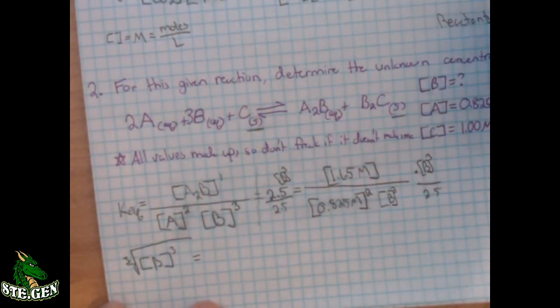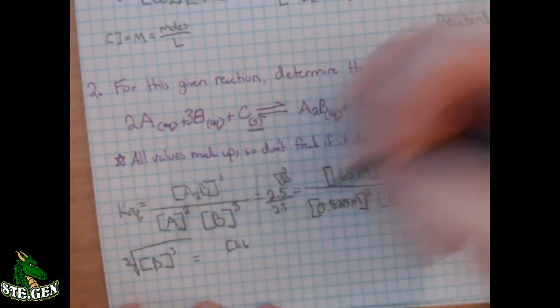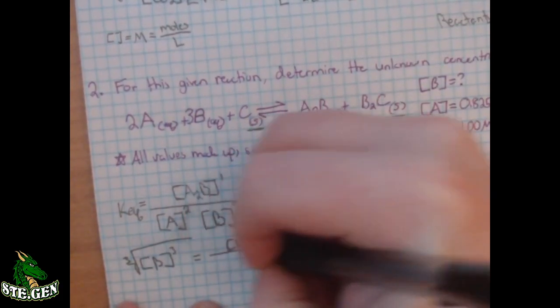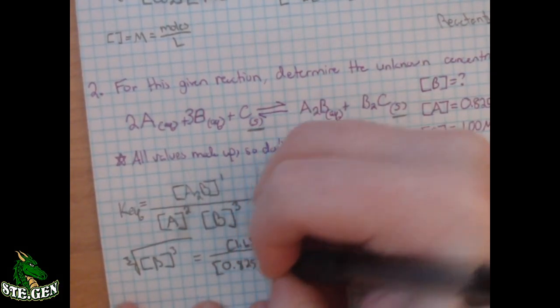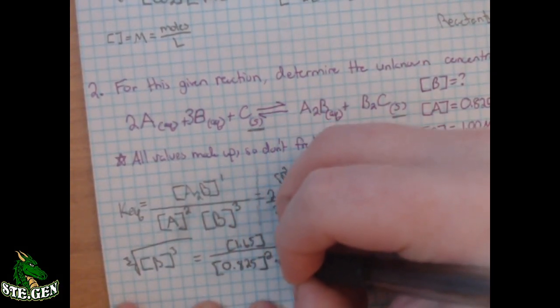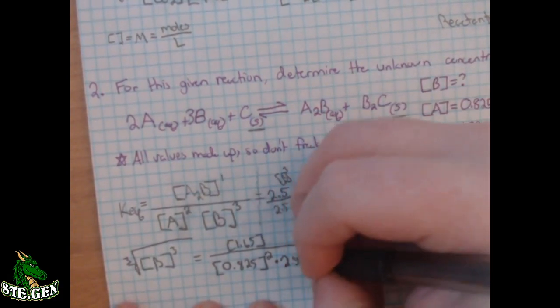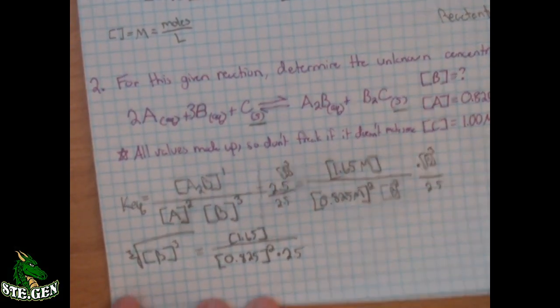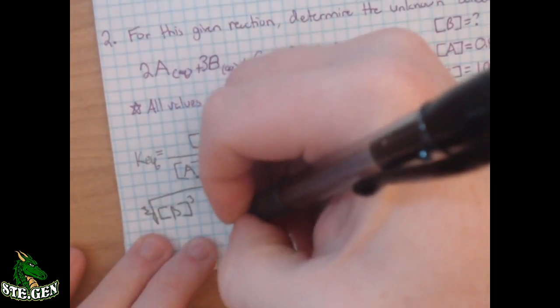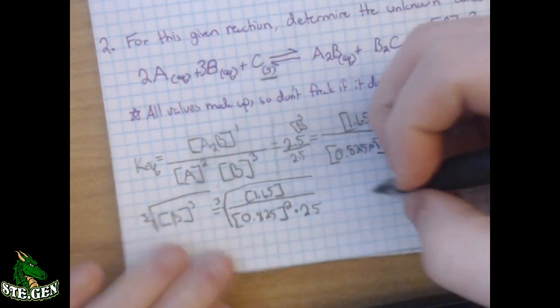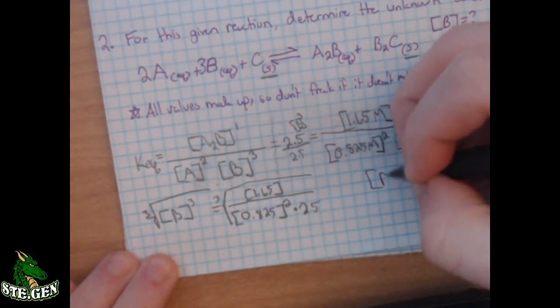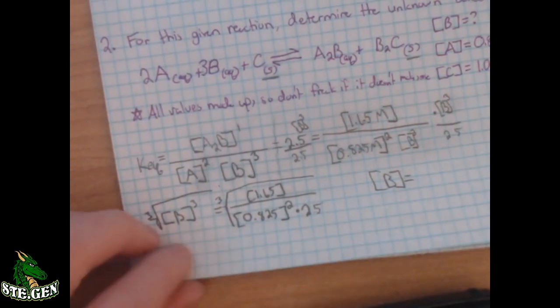and if you're like, Diamond, are you really going to make us plug a cube root into your calculator? Yes, I am. But I'll show you kind of the easy way to do it if you're not quite sure. So we'll get 1.65 over 0.825 squared. And then on the bottom, we've also got 2.5. And then this whole thing is cube rooted because we have to get rid of this cube. We only care about the concentration of B. So our concentration of B, let's start plugging it in.